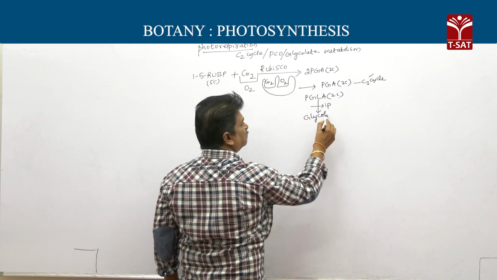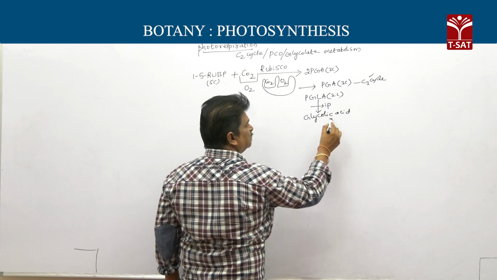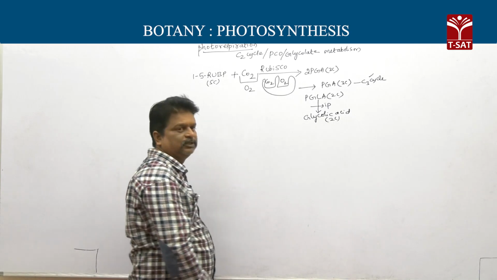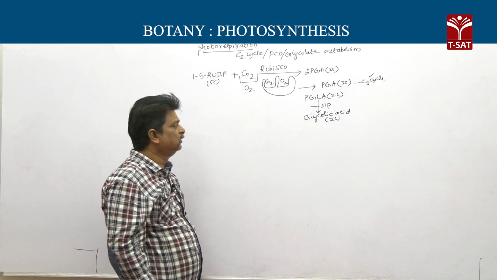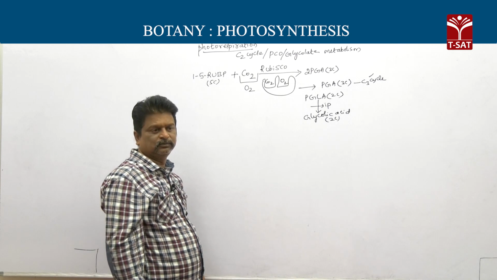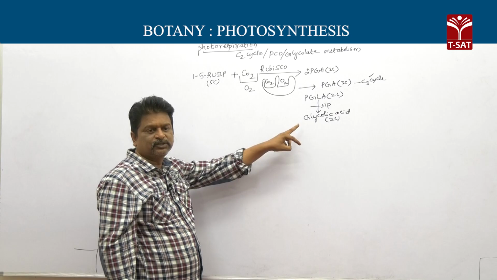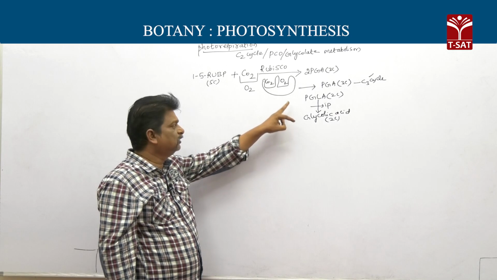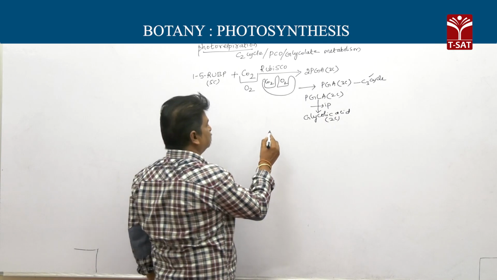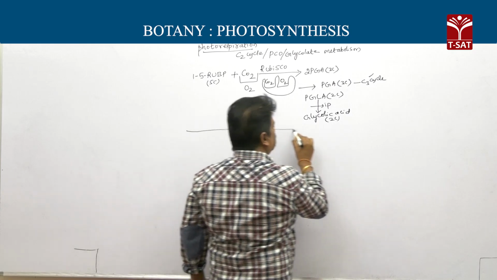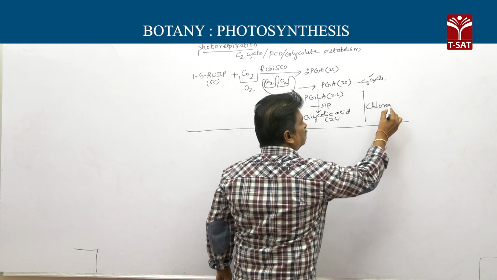Then this phosphoglycolic acid or phosphoglycolate undergoes dephosphorylation, and is converted into glycolic acid. And the main substrate for photorespiration is this glycolate or glycolic acid. Hence, this cycle is called glycolate metabolism. Up to glycolic acid, these reactions occur in the chloroplast.